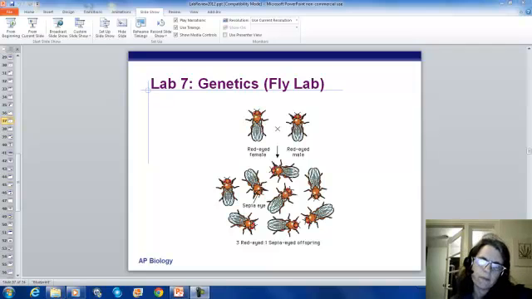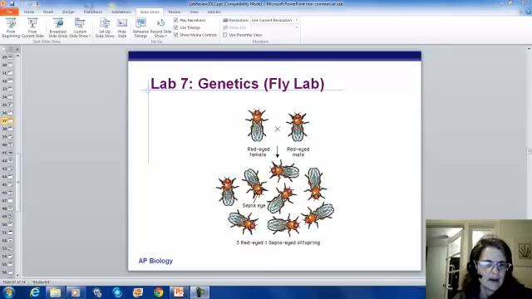Okay, here's our quick reminder of Lab 7. This is a fruit fly cross lab. This is Mendelian genetics, just looking at Punnett squares and crosses and things like that. In this lab, we did not use real fruit flies. We did do the online simulation in class together.